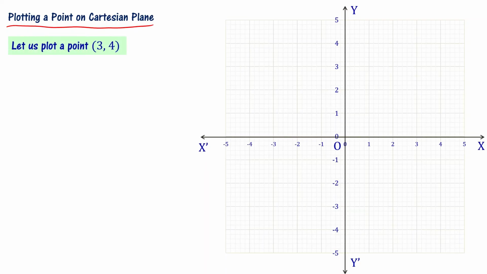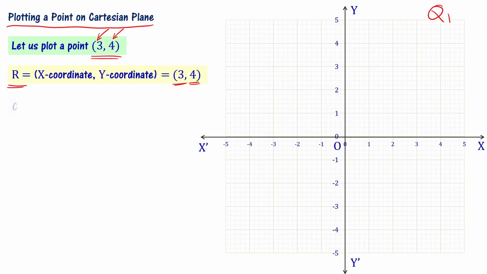So let us plot now a point 3, 4. 3 is the x coordinate value, 4 is the y coordinate value, right? Let me call this point as point R. You see, x coordinate value is plus 3, y coordinate value is plus 4, right? If both coordinates are positive and positive, that point is going to fall in quadrant 1, right? Because quadrant 1 coordinates are positive and positive. Now we know that point R is going to fall in quadrant 1.